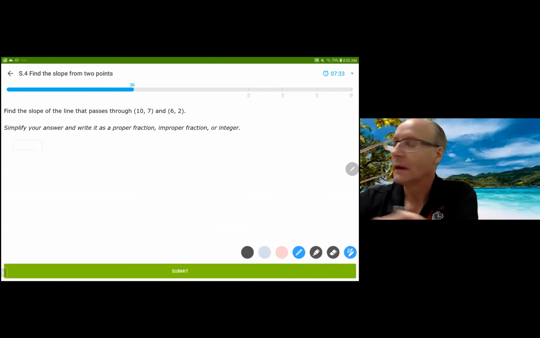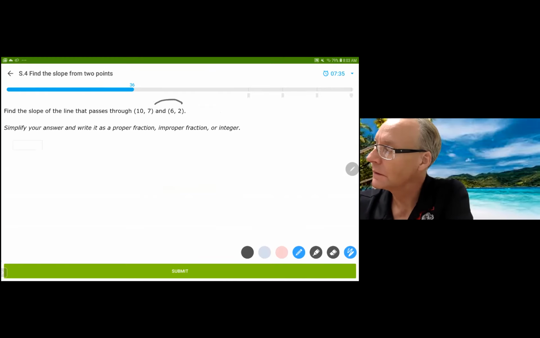This one, we're going to subtract and subtract. They both end up being negative, so we're going to end up with a positive slope. I end up with 2 minus 7, which is negative 5, and 6 minus 10, which is negative 4, and that is 5 over 4.